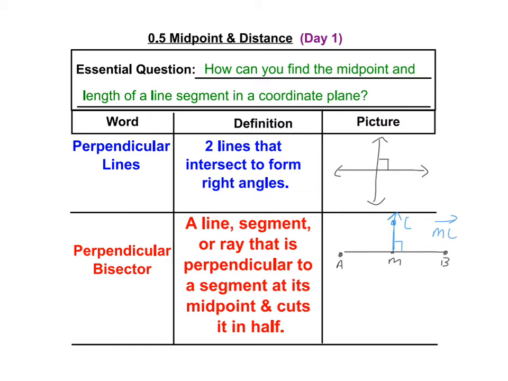Now, another example of a perpendicular bisector would be if you have a line or a segment. So again, I'm going to draw a segment here. Switching the letters, let's call this segment DE. And the midpoint, again, I'm going to call it M for midpoint. And then this time I'm creating a line. And as long as that line is perpendicular, that makes it a perpendicular bisector.